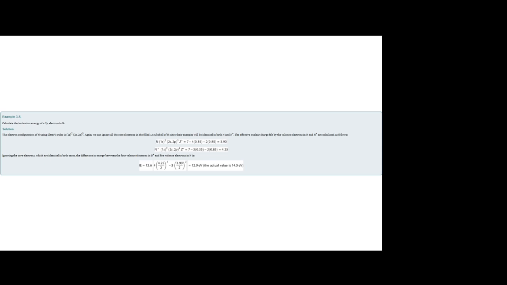And so what we need to do here is, can you guys even read that? Yeah? No? Okay. The question was, calculate the ionization energy of a 2p electron, which is nitrogen. Okay, and there's my pen.